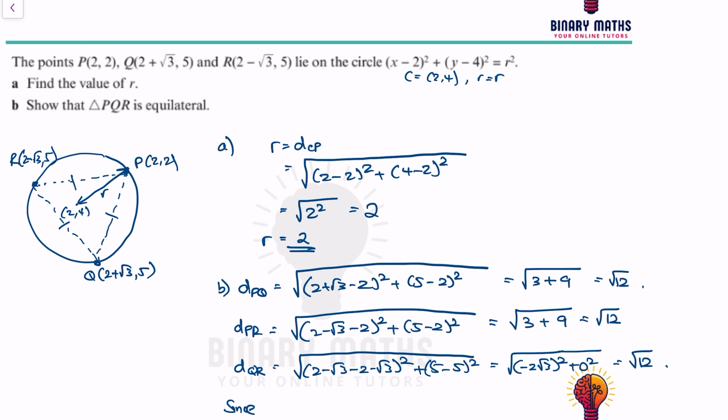So since the distance between P to Q is equal to the distance between P to R, which is equal to the distance between Q to R, which is equal to root 12, the triangle PQR is equilateral.